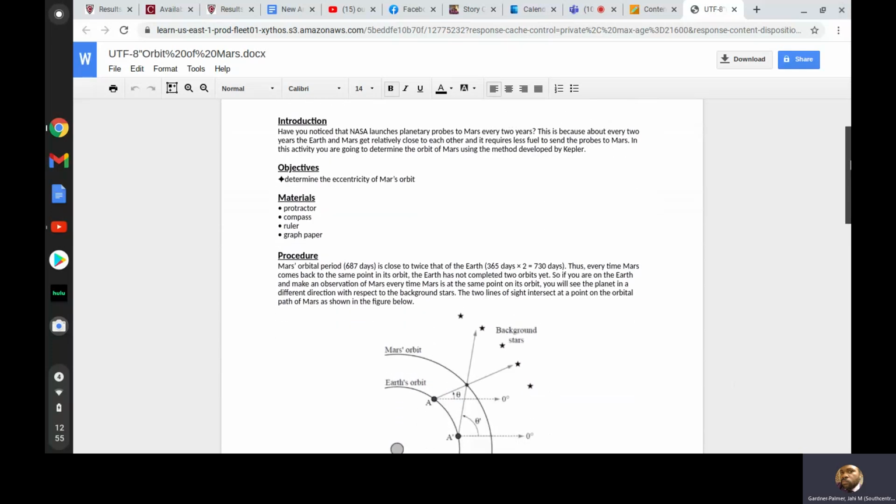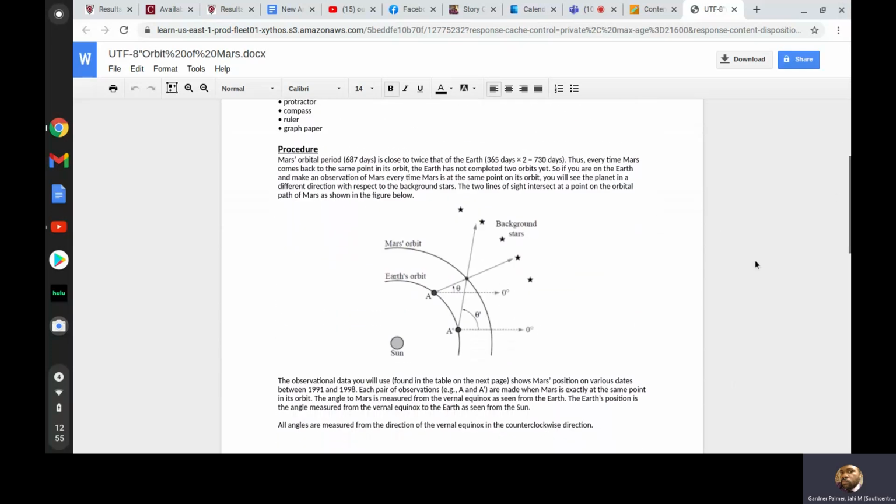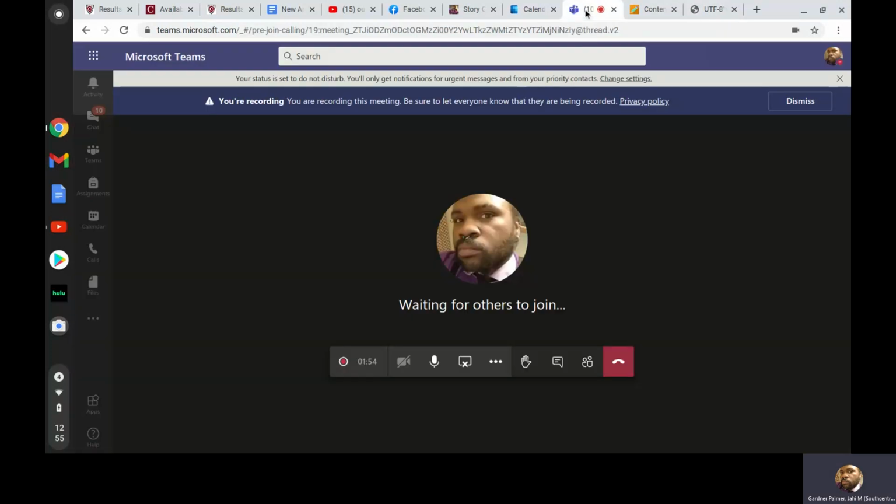I think that's about it for right now. Just remember, you have 2 observations for each position. Use this diagram here as a helpful point. You'll have A prime, B prime, and so on. You'll draw a straight line from the angle given as the observation, and then you'll just draw a dot where they intersect. Okay. Well, I hope that helps at least just a little bit.